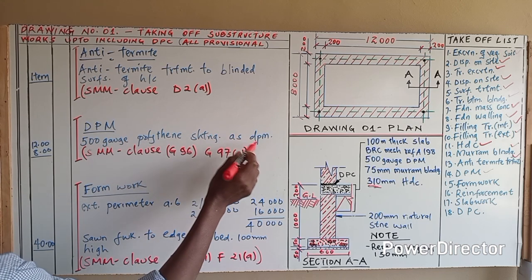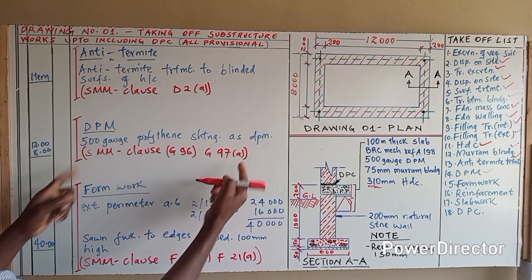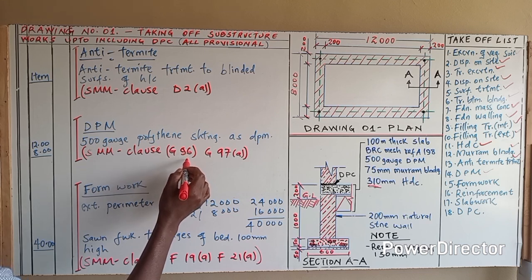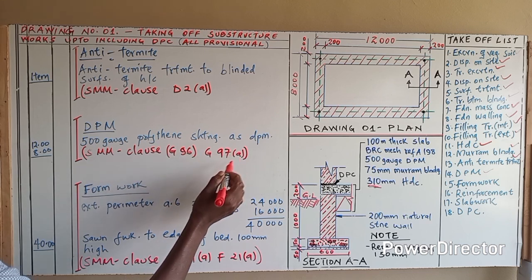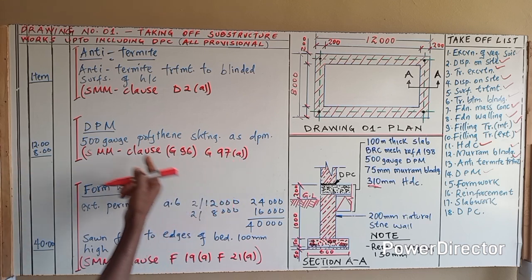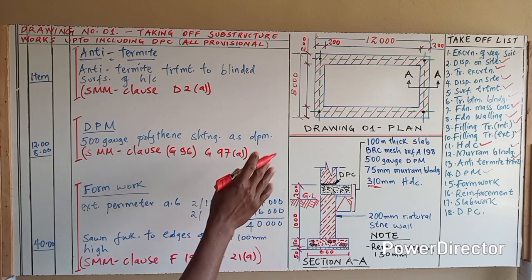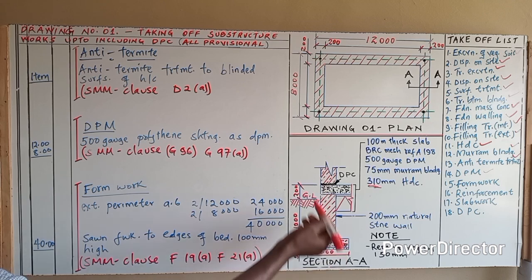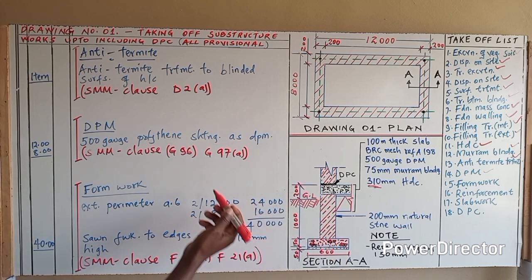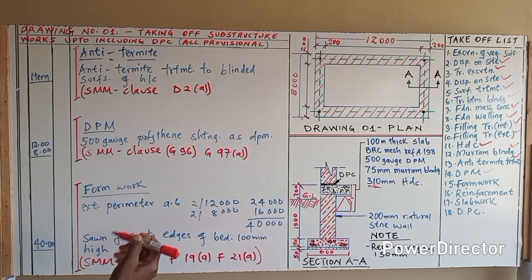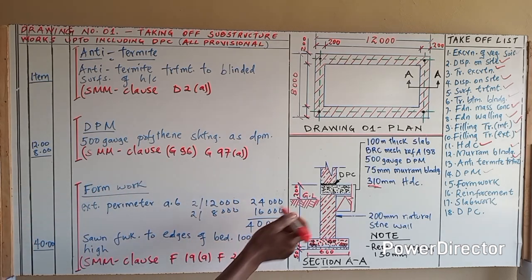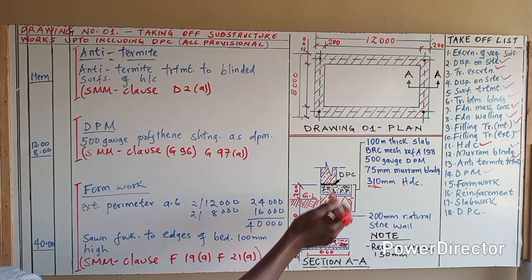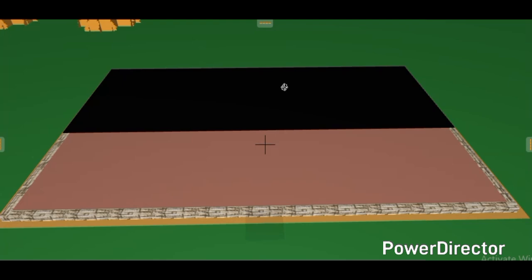done as the DPM. So if you read SMM clause G96 and G97A, explain how the DPM is being laid over the blinding when construction is being carried. So watch the demonstration video how it is being spread over the blinding which was done over the hardcore. So now you can see I've spread the DPM from this end all the way up to here.